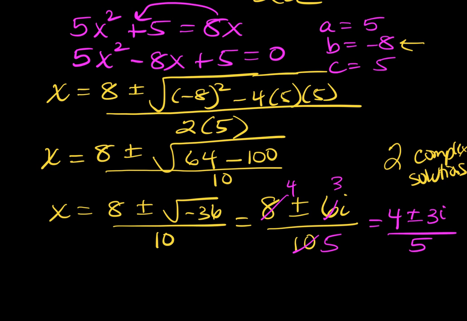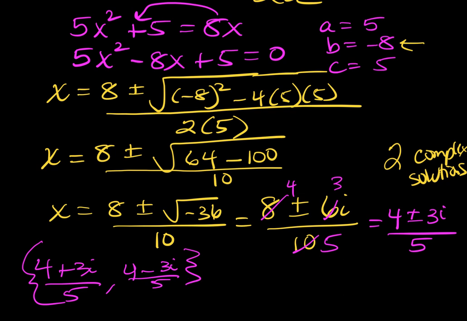So I could separate this into two different solutions if I want. I could say 4 plus 3i over 5 and 4 minus 3i over 5 would be my two solutions if I had to separate them. So two complex solutions. We did not end up getting real values out of this because we have an i in our answer.